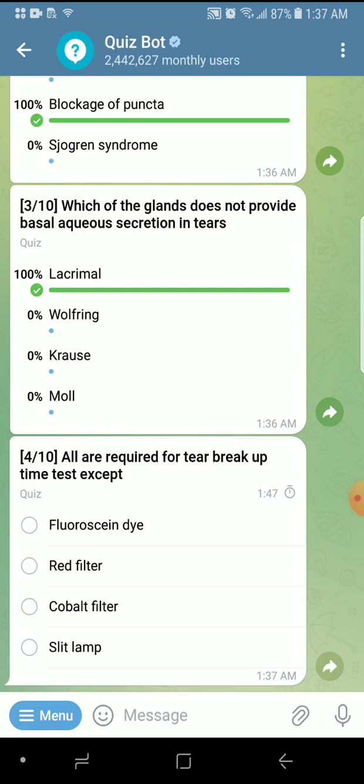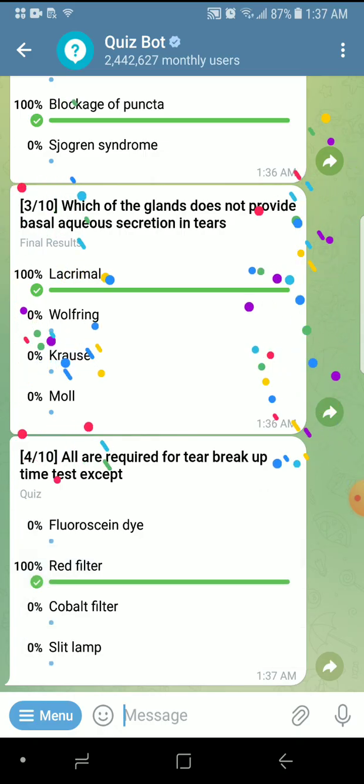Now, what is tear breakup time? You ask the patient to sit at the slit lamp, you put fluorescein dye, you see under the cobalt blue filter on the slit lamp, and you ask the patient not to blink, or you hold his eyelids, and you note down the time after which the dry spot appears. If the dry spot comes later, it is a good thing, it means the tear film is adequate. So more than 10 seconds is normal, less than 10 seconds is abnormal, and this tear breakup is mostly because of the mucin component of the tear film. So a red filter is not required.